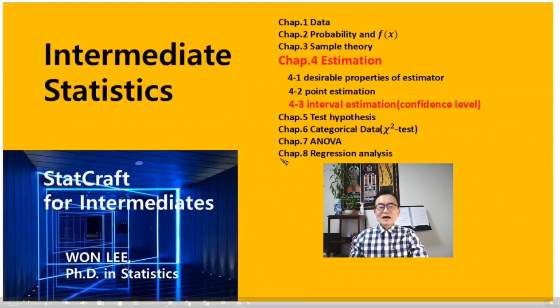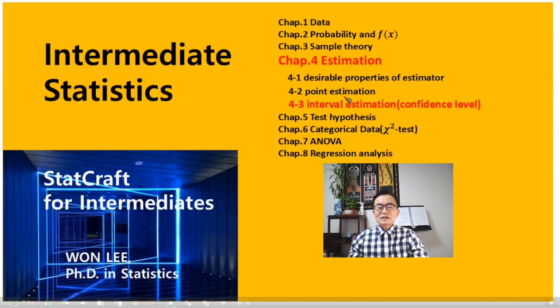I'm going to explain interval estimation today. We need to understand confidence level for interval estimation. I said there are two types of estimation: one is point estimation, and the other one is interval estimation.